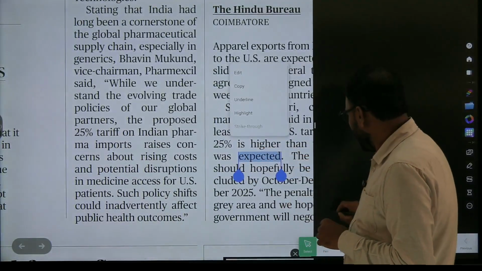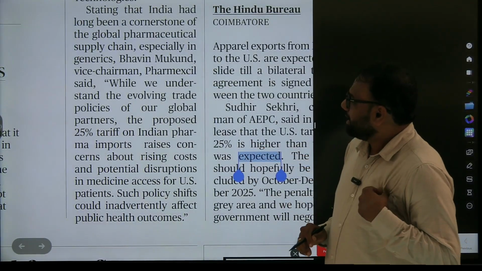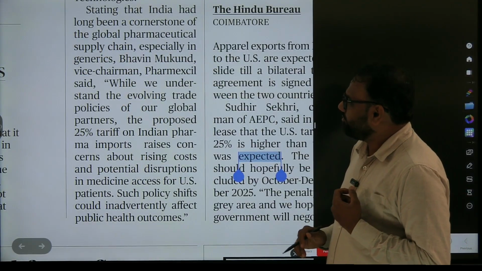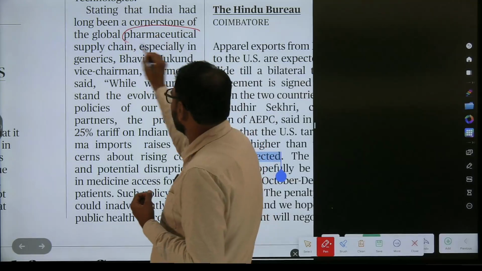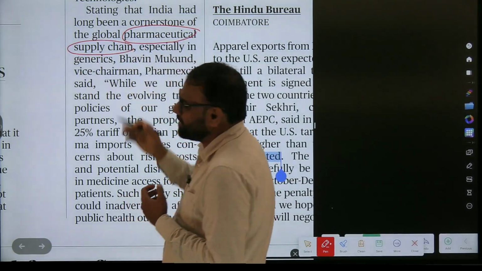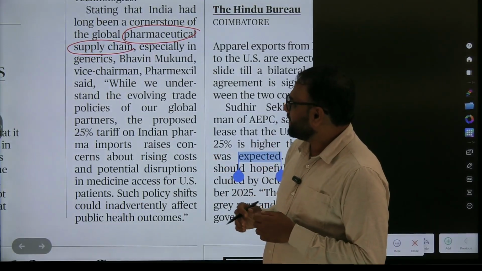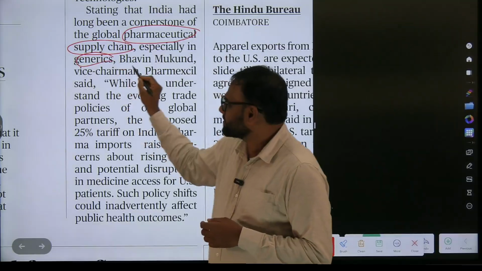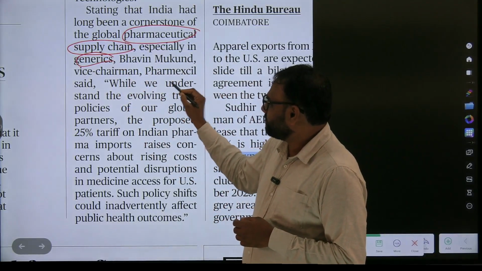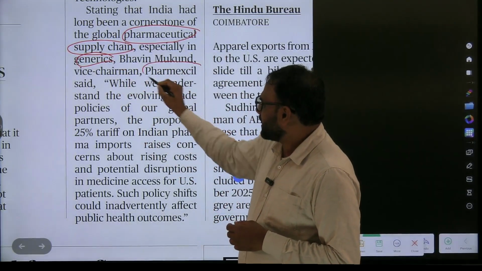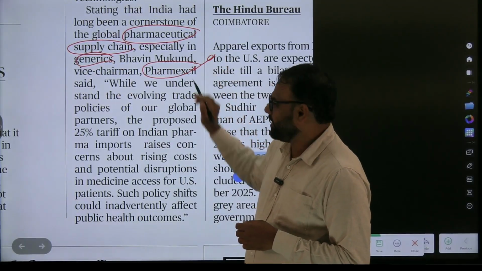Stating that India had long been a cornerstone of the global pharmaceutical supply chain. So global pharmaceutical supply chain means involved in supplying pharmaceutical products to different parts of the world, especially in generics. Okay, especially it is famous in generics. Bhavin Mukunda, Vice Chairman, Pharmaceutical Export Council of India, not important.